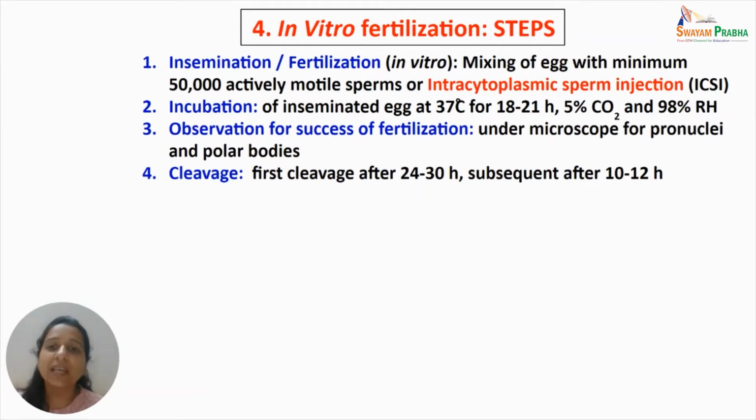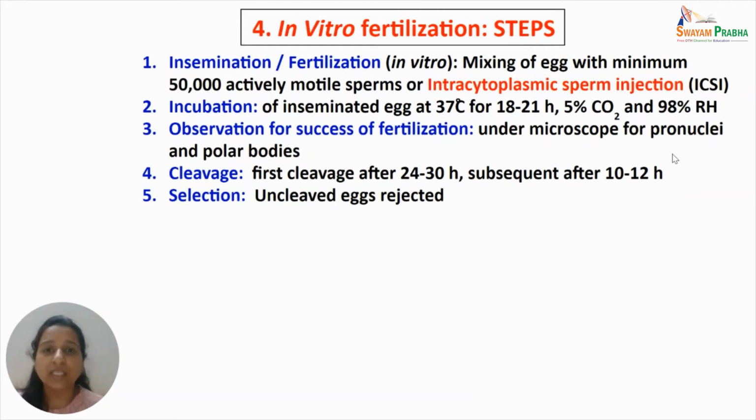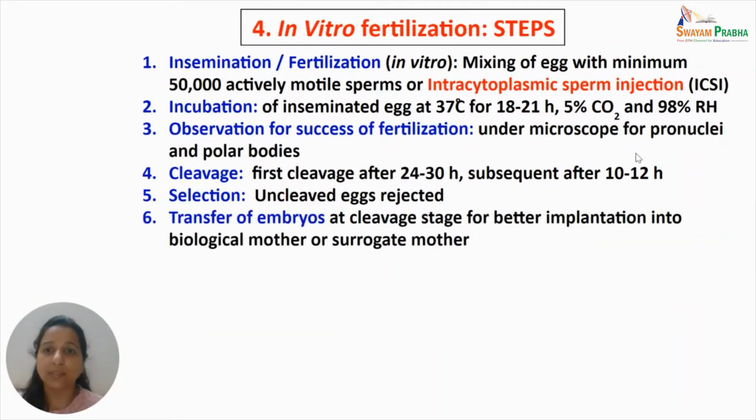The next step is cleavage. First cleavage occurs after 24 to 30 hours and subsequent cleavage occurs after 10 to 12 hours. Now the uncleaved eggs are rejected and the cleaving eggs are selected for the further process. Further, the embryos are transferred at the cleavage stage into the uterus of the biological mother, or because of any complications with the mother, the uterus of a surrogate mother can also be used for implantation.